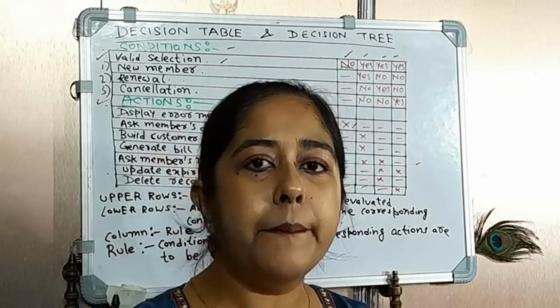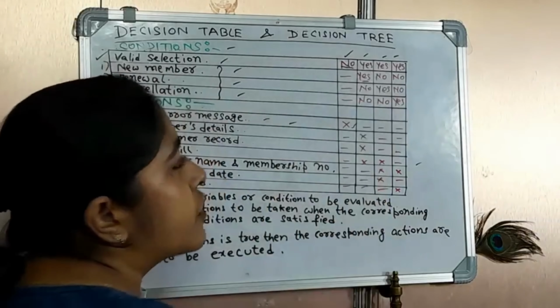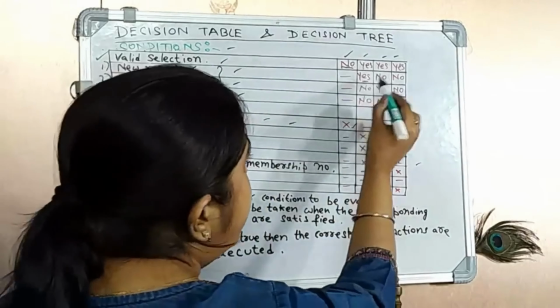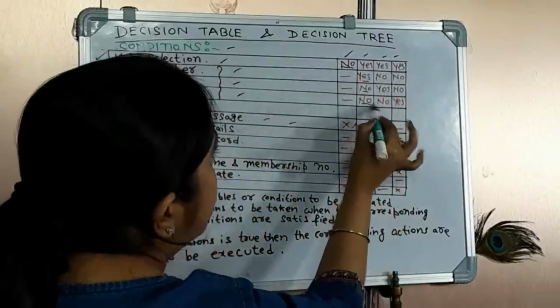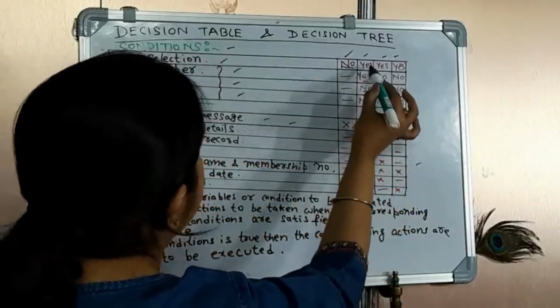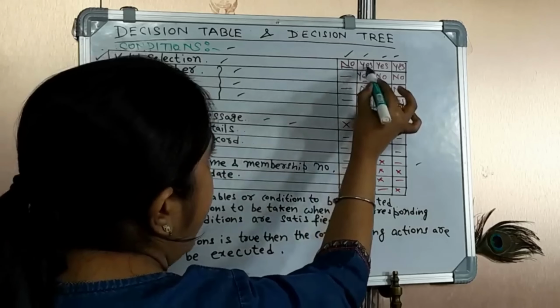But if my selection is yes, that is, I want one from these three, that is new member. I want to be a new member, so this one is also yes, and the others are no. Renewal, no. This one, no. Only yes for the new member. For valid selection, I have given one from these three. Yes. Now new member. I want to be a new member.